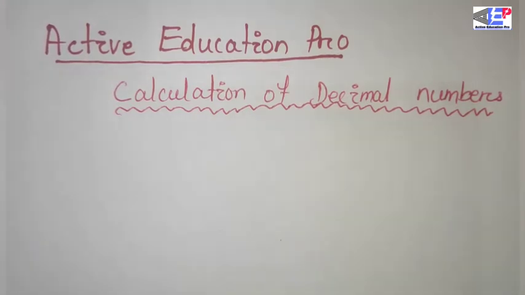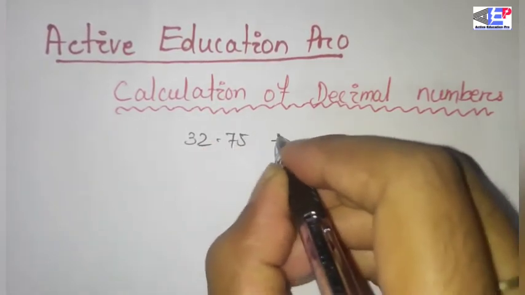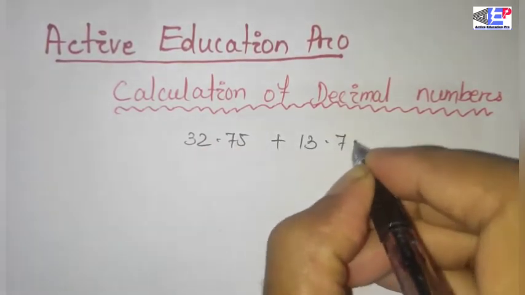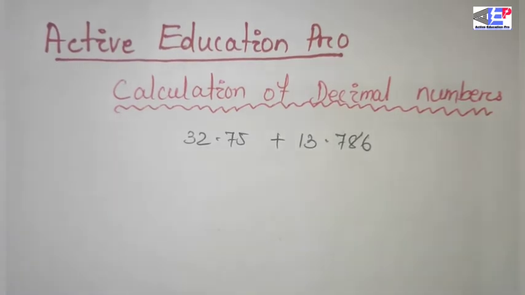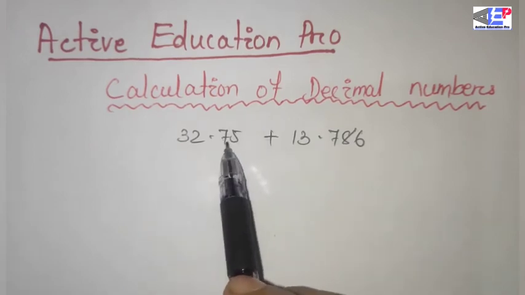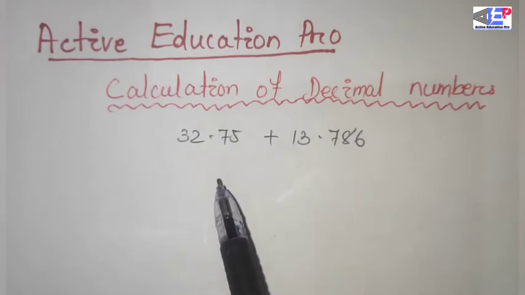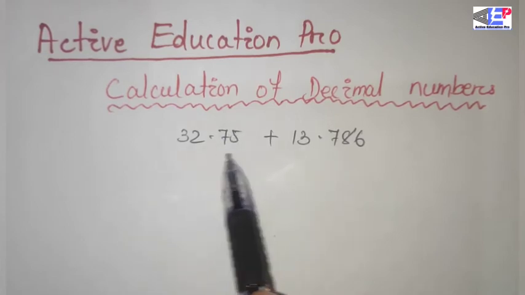Decimal numbers, suppose 32.75 plus 13.786. We have to add these two numbers, 32.75 with 13.786. And in my last video we already discussed the place value. 7 is in the 10th position, 5 is in the 100th position. We know about the place value of the digits of these numbers.